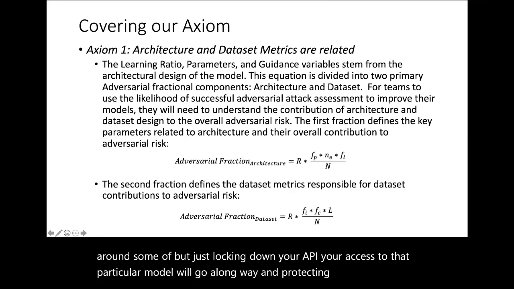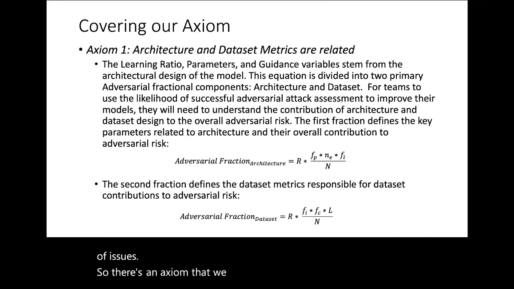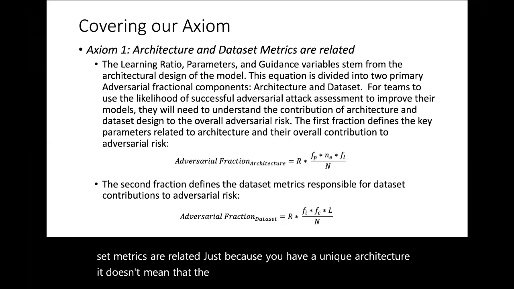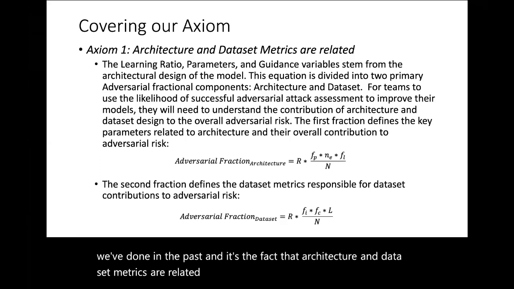So there's an axiom that we derived here because of the research we've done in the past. And it's the fact that architecture and data set metrics are related. Just because you have a unique architecture doesn't mean that the model that's built is actually that much different than a different architecture. Because if the data sets are the same, the models are probably going to learn very similar distributions for a target problem.